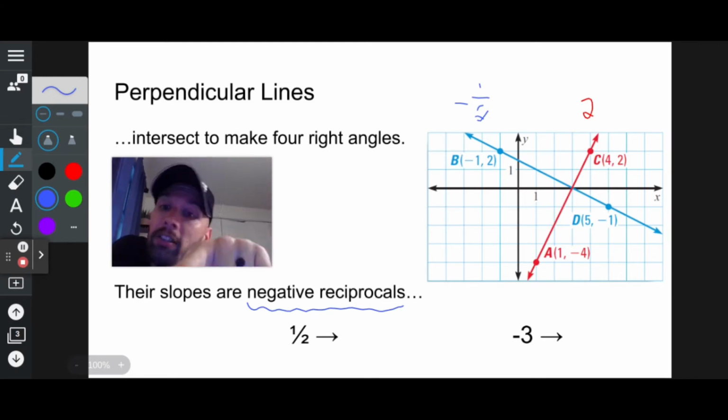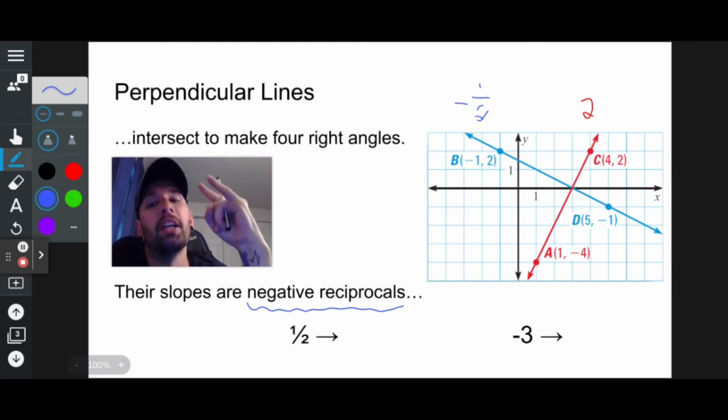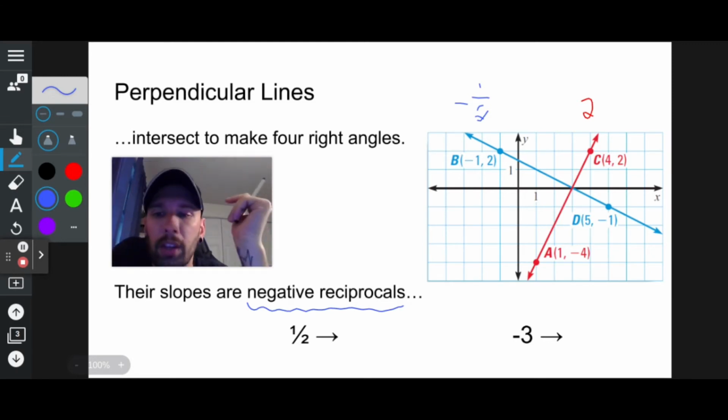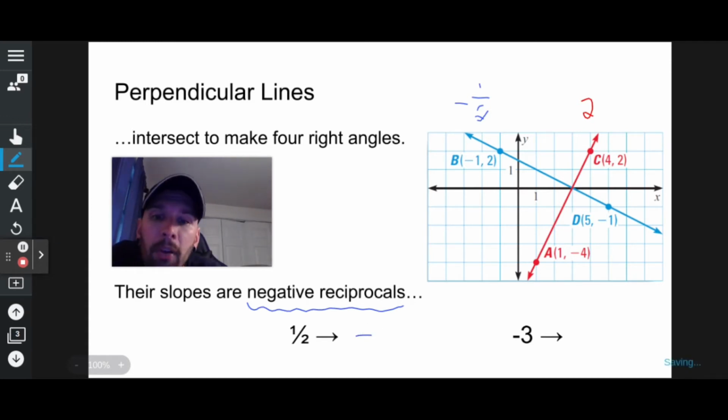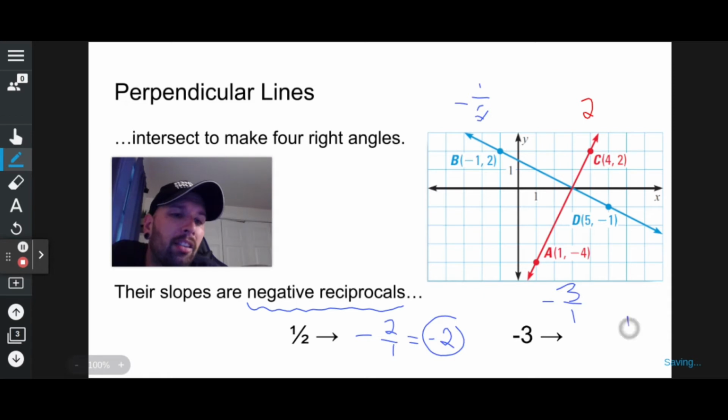Okay, so one is going to be positive and one's going to be negative, and the other one is going to be the flipped version of the other. So if I found out that a line was a half and I wanted to find out what the negative reciprocal of a half is, it would be negative 2 over 1, or just negative 2. If I gave you negative 3, I might think, well, negative 3 is the same thing as negative 3 over 1. So you flip that and take the negative of a negative, which is just a positive.